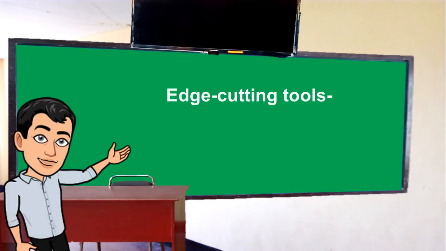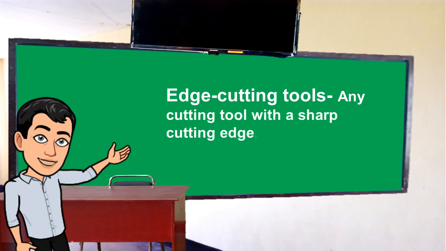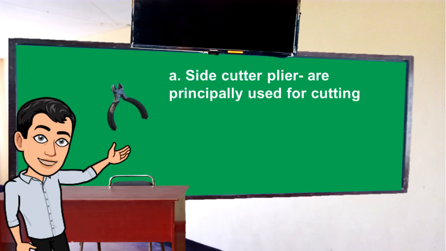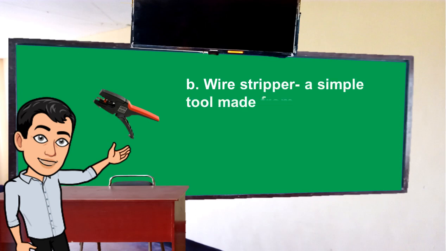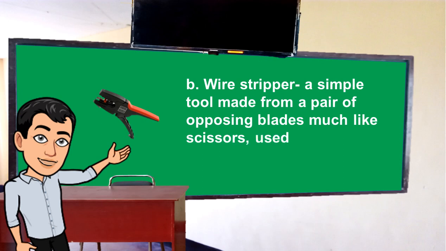Edge cutting tools, any cutting tool with a sharp cutting edge. Side cutter plier, principally used for cutting and stripping insulation of wires. Wire stripper, a simple tool made from a pair of opposing blades, much like scissors, used for removing insulation of wires.